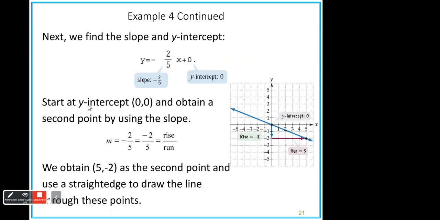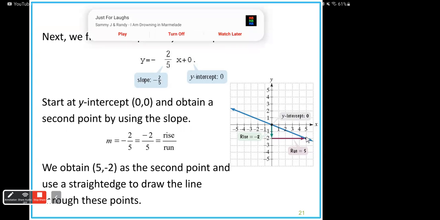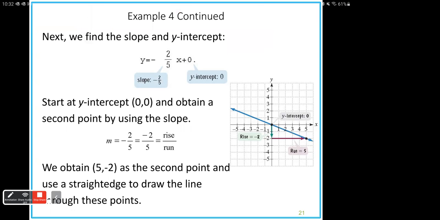So it says you're going to start at the y-intercept, which is 0, right there. And then to get the second point, because it's negative, you're going to move down 2, 1, 2, and then across 1, 2, 3, 4, 5. So you have the point at 0, 0, and then the other point right here, which is 5, negative 2. And then we can join those 2 points to form the graph of that equation.